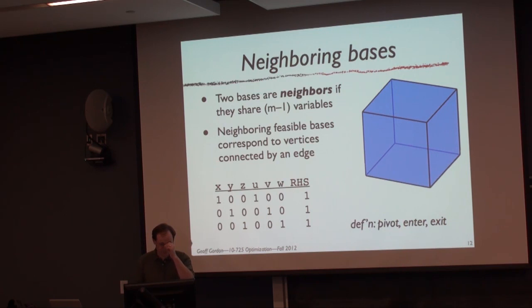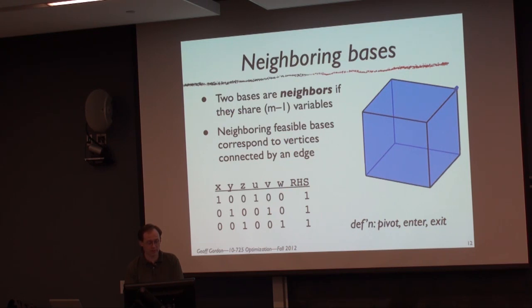Remember, a basis is a set of variables, and it's a set of m of them if there are m constraints. And so if they share all but one variable, they're going to be neighbors, right? So here on the cube, right, I can say that if x, y, z, u, v, and w are all bigger than or equal to 0, and x and u sum to 1, y and v sum to 1, and z and w sum to 1, then x, y, and z are all in a cube, right? And so if I choose the basis x, y, z, right, and I set all of the non-basic variables to 0, right, well, then x, y, and z are all equal to 1.